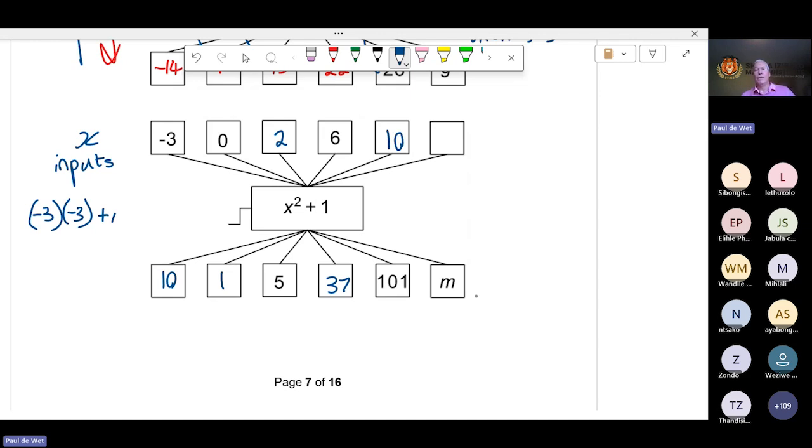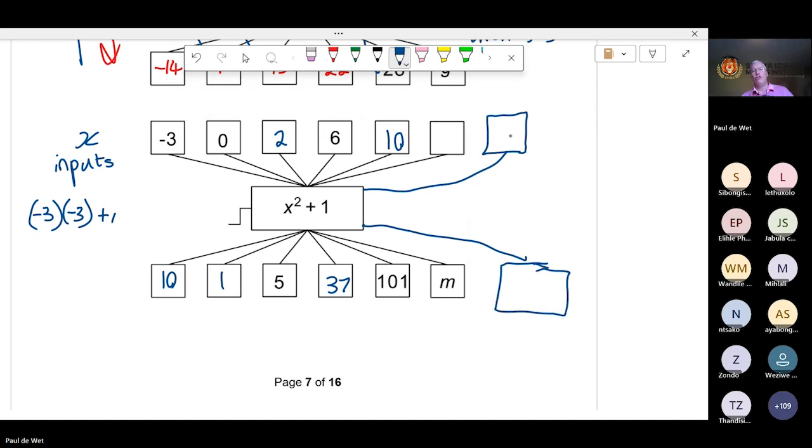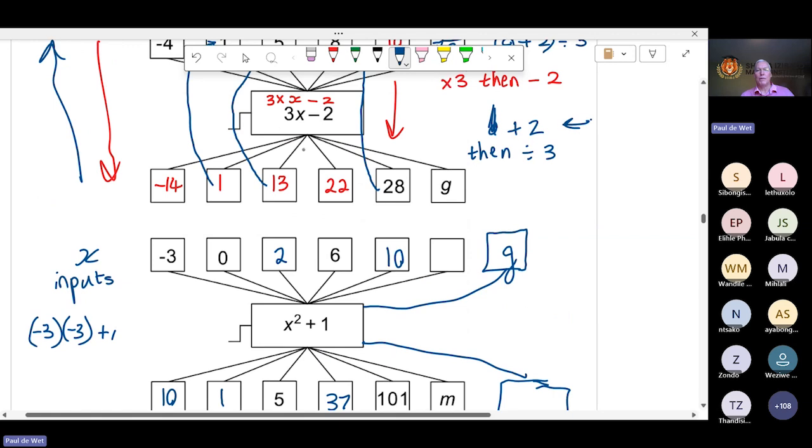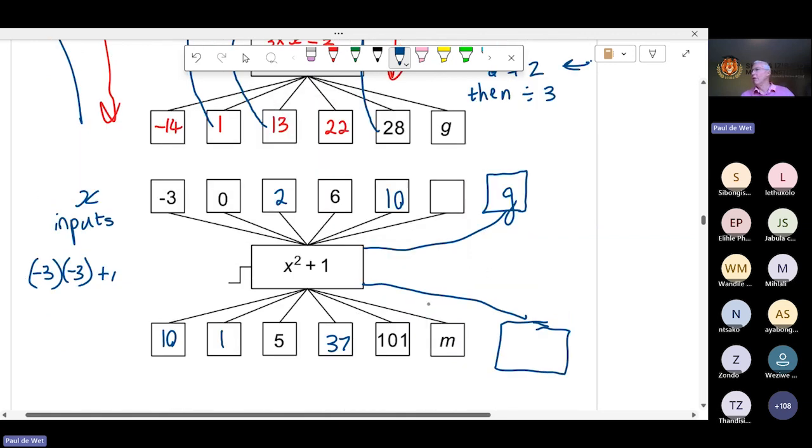I'm going to draw an extra box in here. I want to ask you guys, if I put G into this machine, what will come out? I'm leaving a gap here. Someone's asking how did we get 13? I'm not sure. Oh, you're talking about over here. I don't know where you're talking about. There's no 13 on this one.